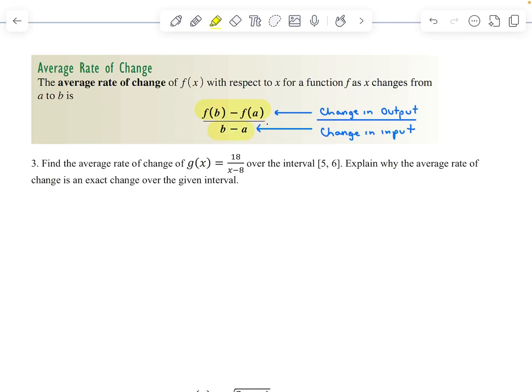So this formula represents a change in output divided by a change in input. So let's take a look at a couple of examples.